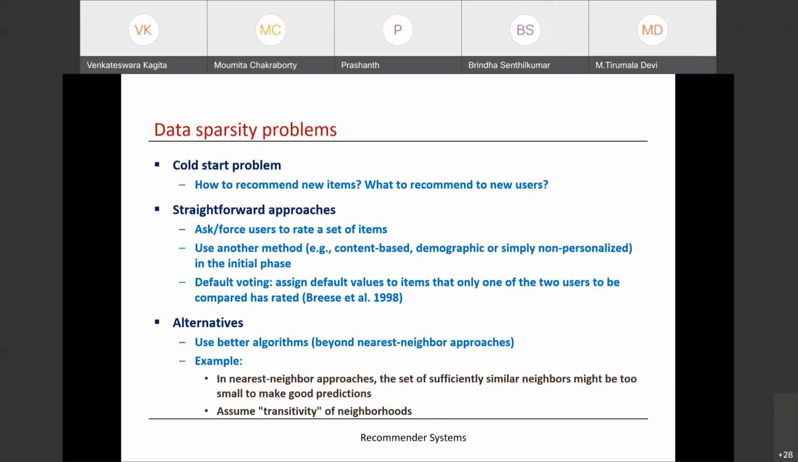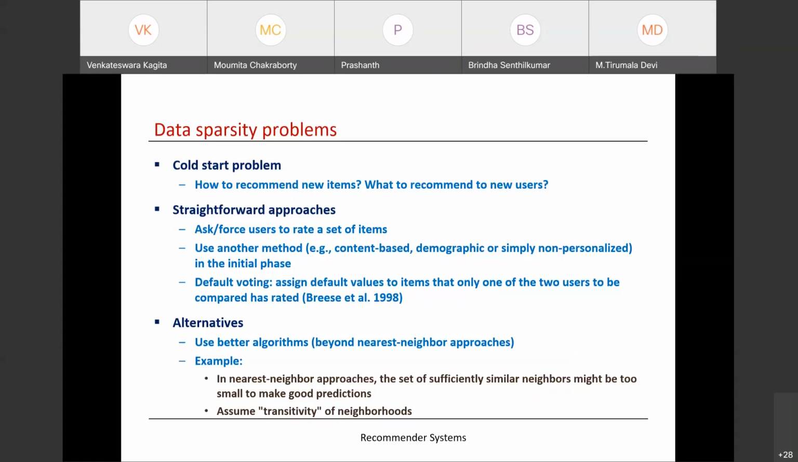Another way is default voting. Assign some default values to the items that only one of the two users being compared has rated. So when you're comparing two users and only one of them has rated an item, you assign some default rating to it. The default rating may be the average rating or something like that. These are some straightforward approaches to solve the cold start problem. An alternative is to use a better algorithm beyond the nearest neighbor algorithm, like other approaches that we're going to discuss in the coming slides, or you can assume transitivity of the neighbors.